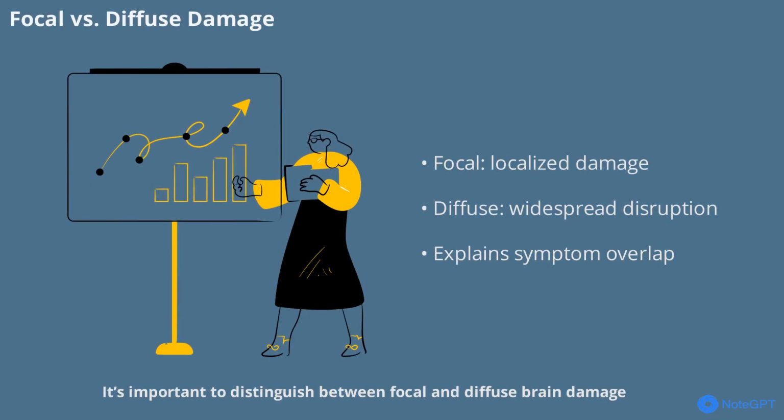It's important to distinguish between focal and diffuse brain damage. Focal lesions are localized, often resulting from events like strokes, and tend to cause specific deficits such as language or attention problems. In contrast, diffuse damage is widespread, commonly seen in traumatic brain injuries, and leads to more general cognitive slowing, attention deficits, and executive dysfunction. This distinction helps explain why similar symptoms can arise from different underlying causes.